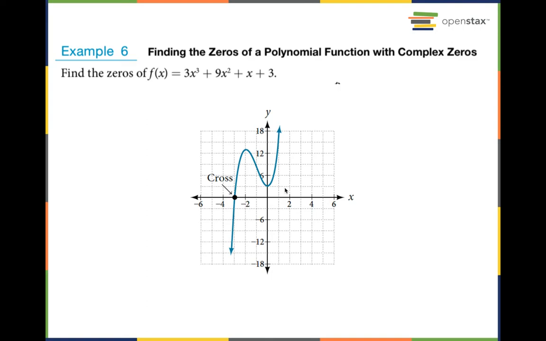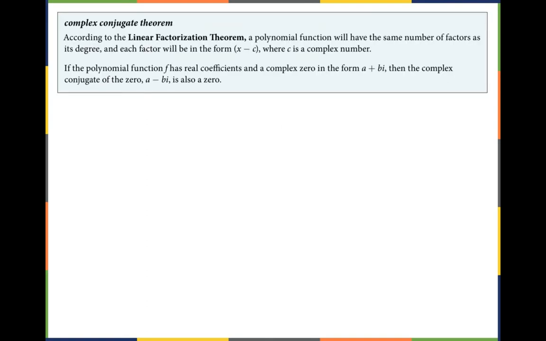All right, we did it. We found those zeros. If these feel like kind of a lot of work, they are, right? These just take a little bit of time. They're a little bit of work, and we just keep going. Even if we make a mistake, we just go back and find our mistake and then carry on. All right, here is the complex conjugate theorem, and the problem we just did kind of hinted at this. It says, according to the linear factorization theorem, a polynomial function will have the same number of factors as its degree. And each factor will be in this form, where c is a complex number.